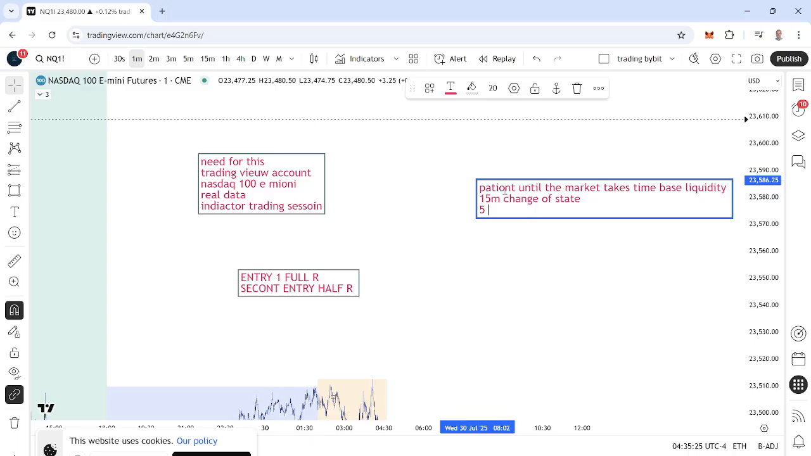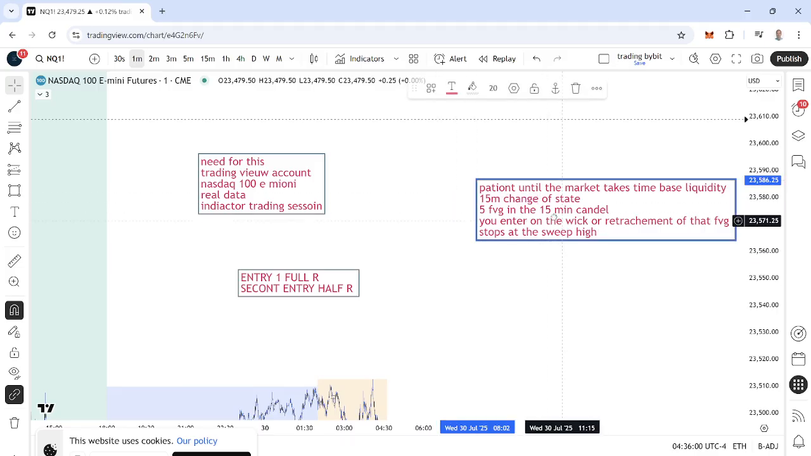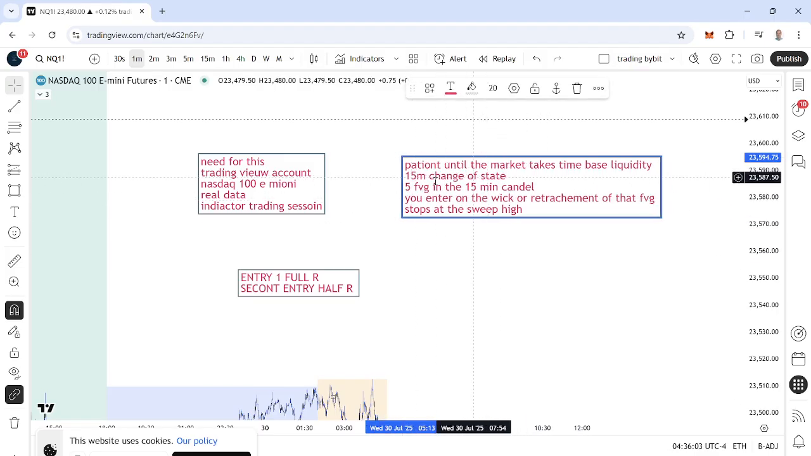You need a 5-minute FVG in the 15-minute candle. You enter on the wick for retracement to that fair value gap, and stops at the sweep high. So actually the high of that thing. This is actually the same for 1 minute, but then just a 1-minute change of state and a fair value gap created out of it. That's it.